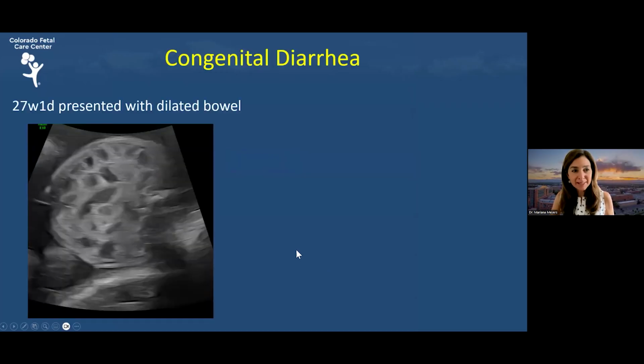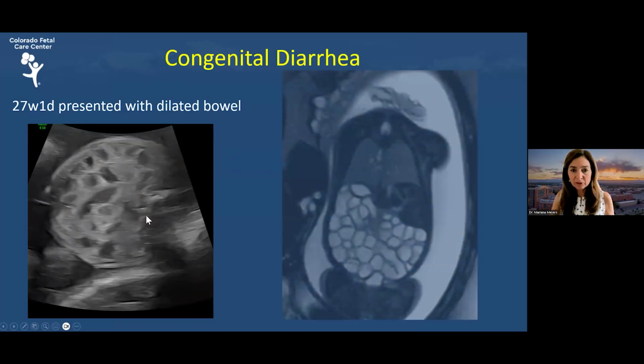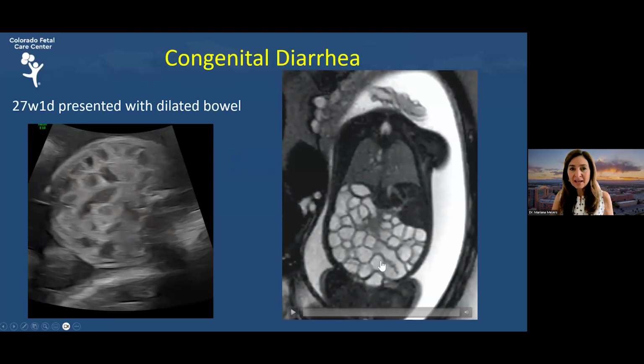So this was a 27-week, one day fetus that presented with dilated bowel. By ultrasound, you can see all these fluid-filled loops of bowel. And in the MRI, this has a very, very distinct appearance. This is right, this is left. Actually, the images are inverted. But the point is, look at the symmetry in the fluid-filled dilated bowels. It's everywhere and it's very symmetric.